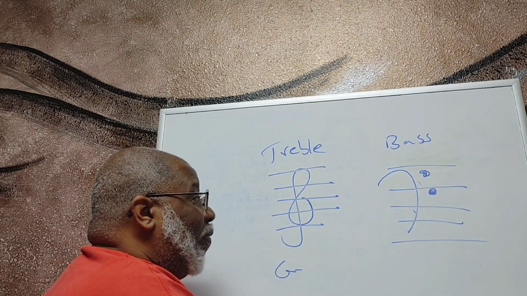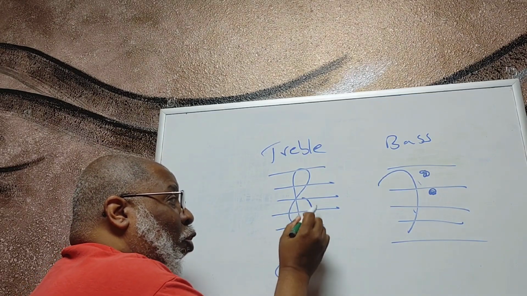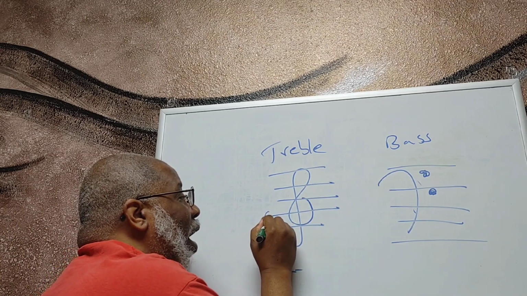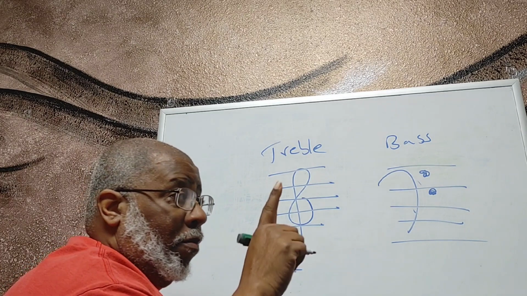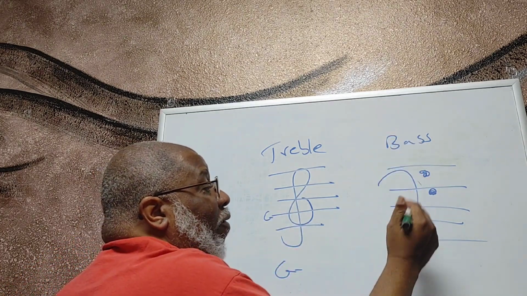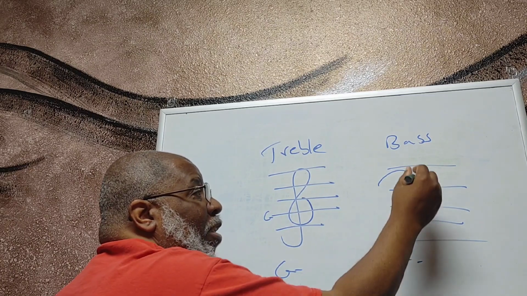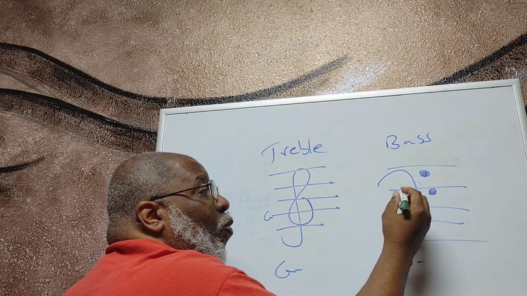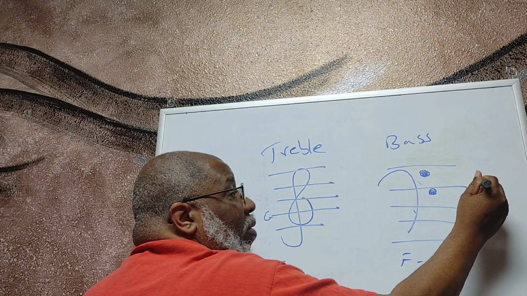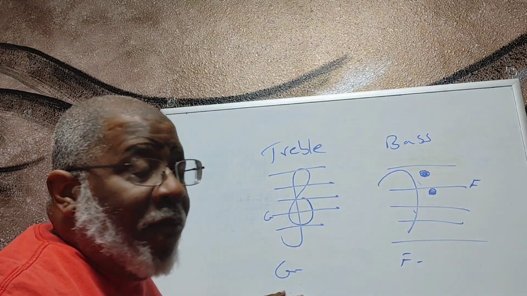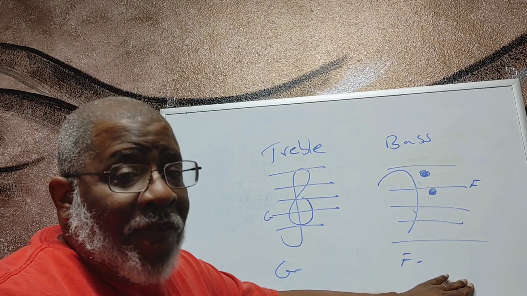The treble clef is called the G clef, and because of the curlicue right here, the second line from the bottom, we call this line G. On the bass clef, we call it the F clef, because in between the dots, we call this line F. G clef, F clef.